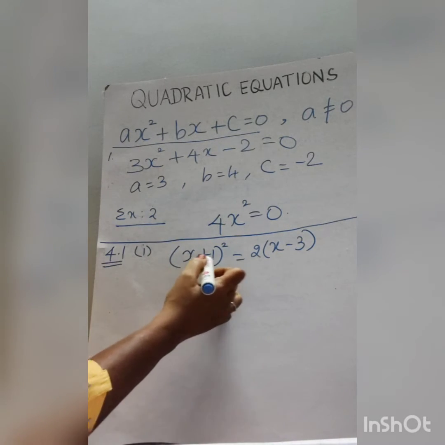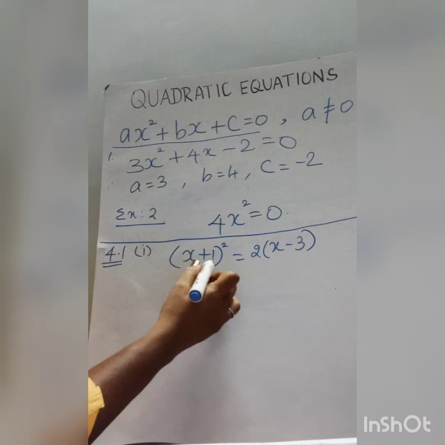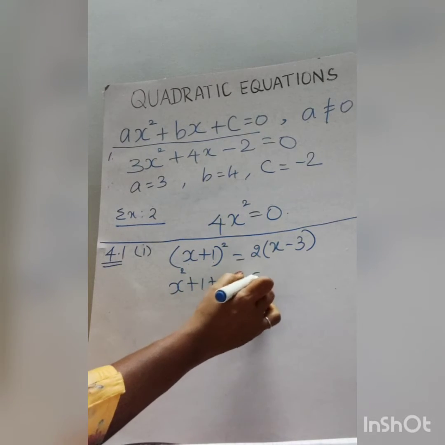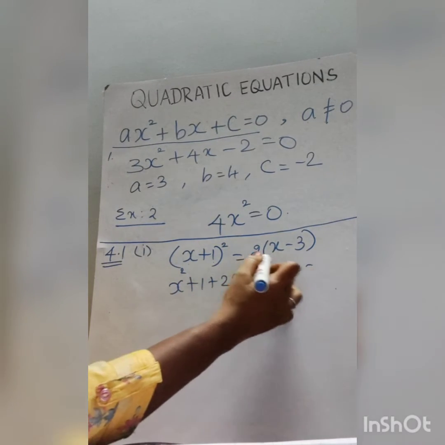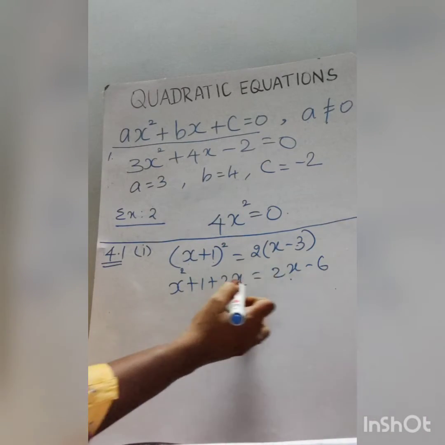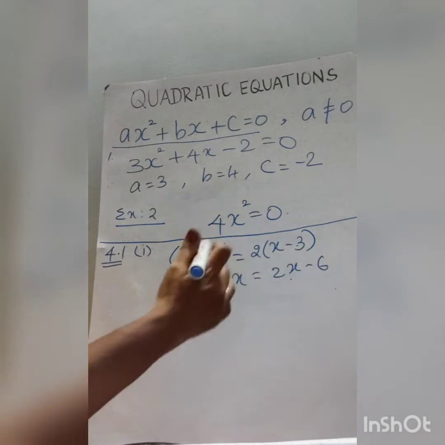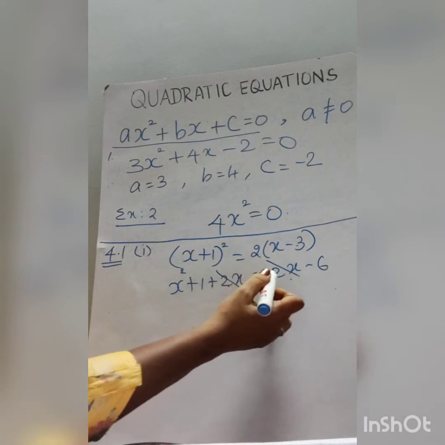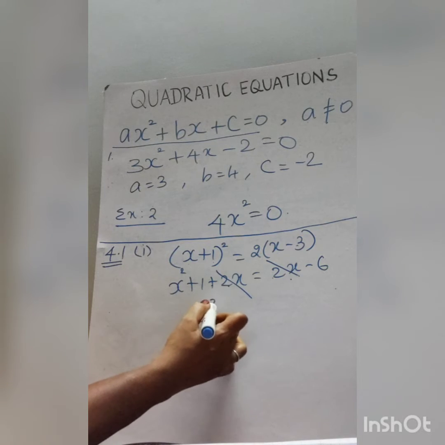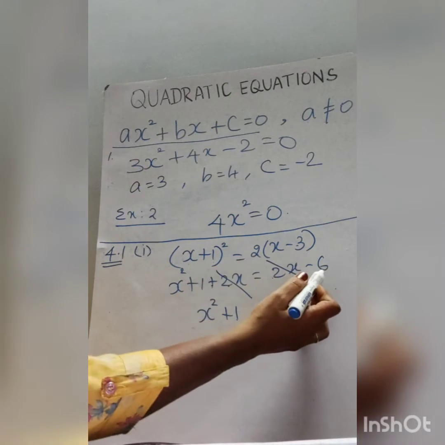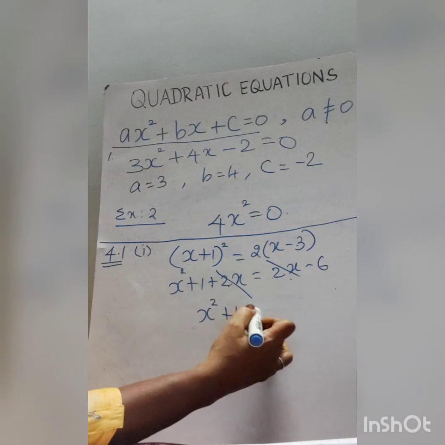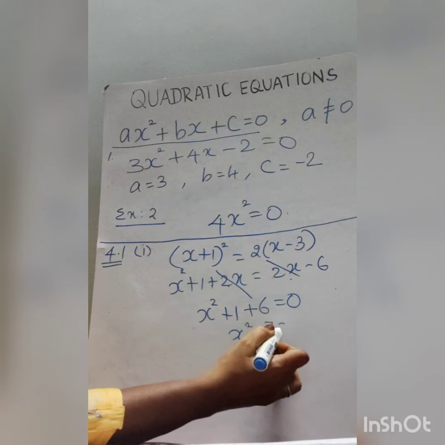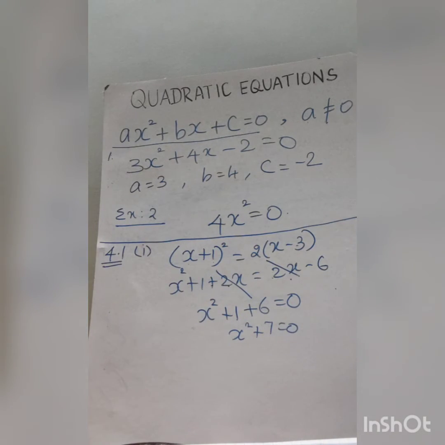This is something like a plus b the whole square. So expand using a plus b the whole square formula, so that x square plus 1 plus 2x. In the right hand side I have 2x minus 2 into 3, which is 6. I have 2x in right hand side as well as in the left hand side, so I can cancel, provided both should be of same sign. So I have x square plus 1 and bring minus 6 this side, it becomes plus 6, so that x square plus 7 is equal to 0, which is a quadratic equation.